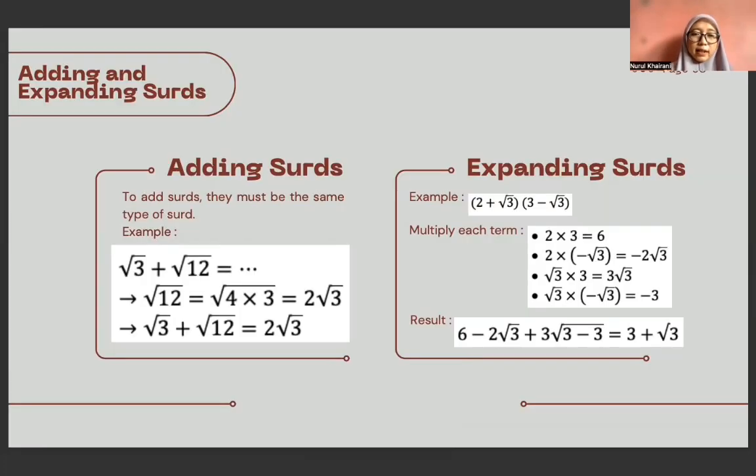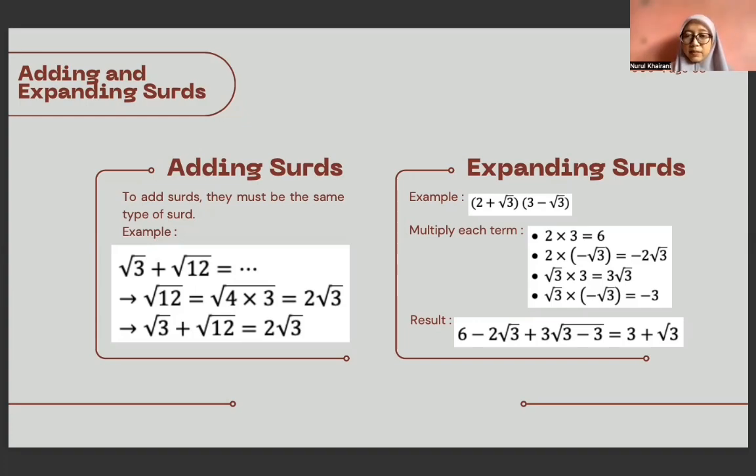Next, adding surds. To add surds, they must be the same type of surd. Example, the square root of 3 plus the square root of 12. The square root of 12 equals the square root of 4 times 3, which equals 2 square root of 3. So, the square root of 3 plus the square root of 12 equals 3 square root of 3.